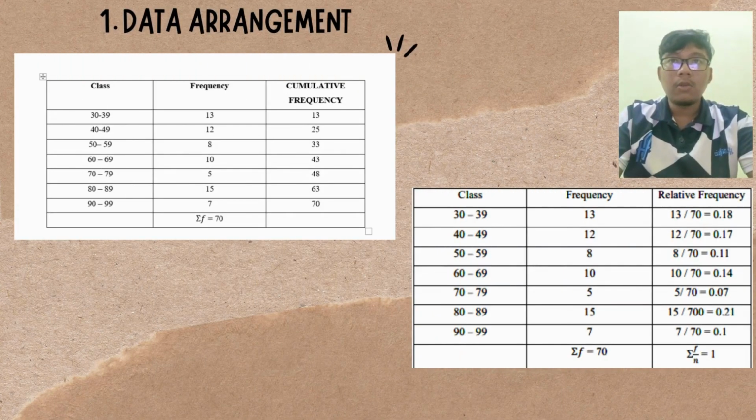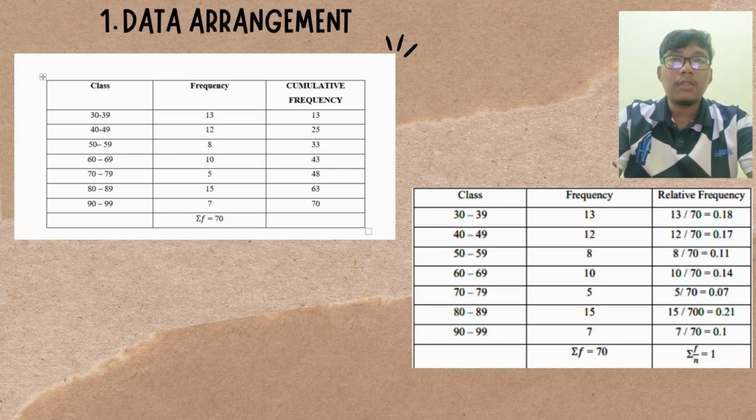Next, we will find the cumulative frequency, where the last class is equal to the sample size. The first cumulative frequency is 13, and to find the second cumulative frequency, we add the second frequency, which is 12, to get 25. To find the third cumulative frequency, we add 8 to get 33. And to find the fourth cumulative frequency, we add 10 to get 43.